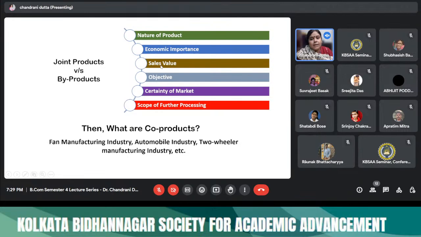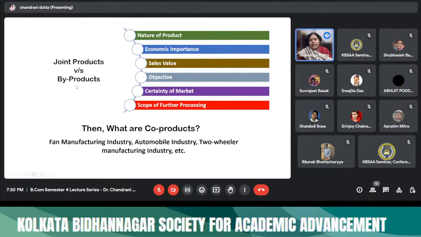If I take sales value, it is linked to this. So following the economic importance, definitely joint products will have a higher sales value compared to the byproduct. When I come to objective, I can say that in case of joint products, the industry has the intention to produce them. But byproducts, we don't intend, but they are getting incidentally manufactured, as I've already mentioned to you. Certainty of market: for joint products, like market certainty, you can easily forecast, you can easily predict.